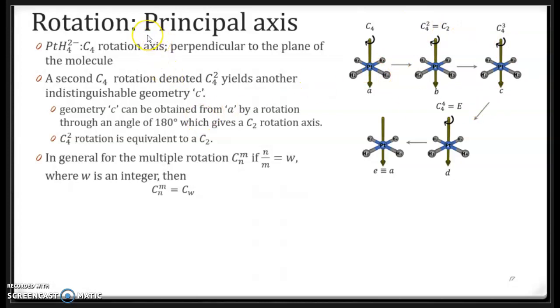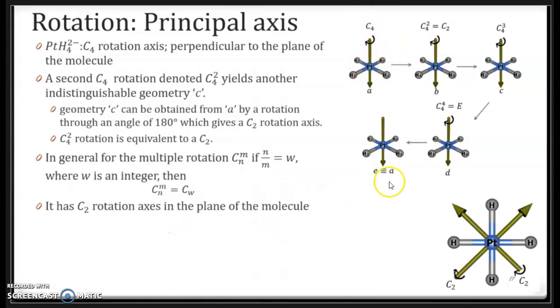Okay, so there's an additional word here, principal axis. In addition to this rotational axis in this molecule, the PtH4 2- molecule also has a C2 axis here and a C2 axis here. So this C2 axis exchanges this hydrogen with this hydrogen and this hydrogen with that one, so it's like a flip over. And then the C2 also flips the platinum here. It also has a C2 along here and a C2 along this axis.